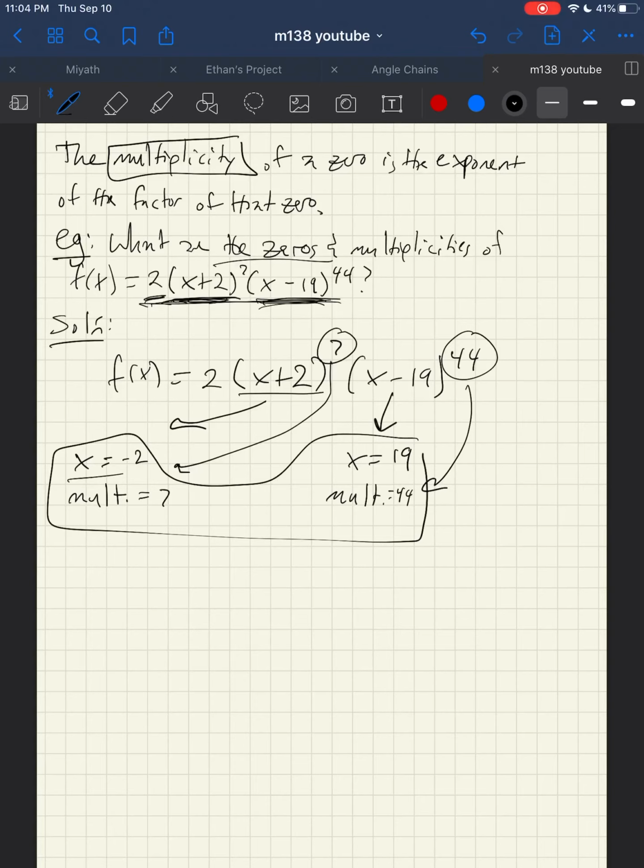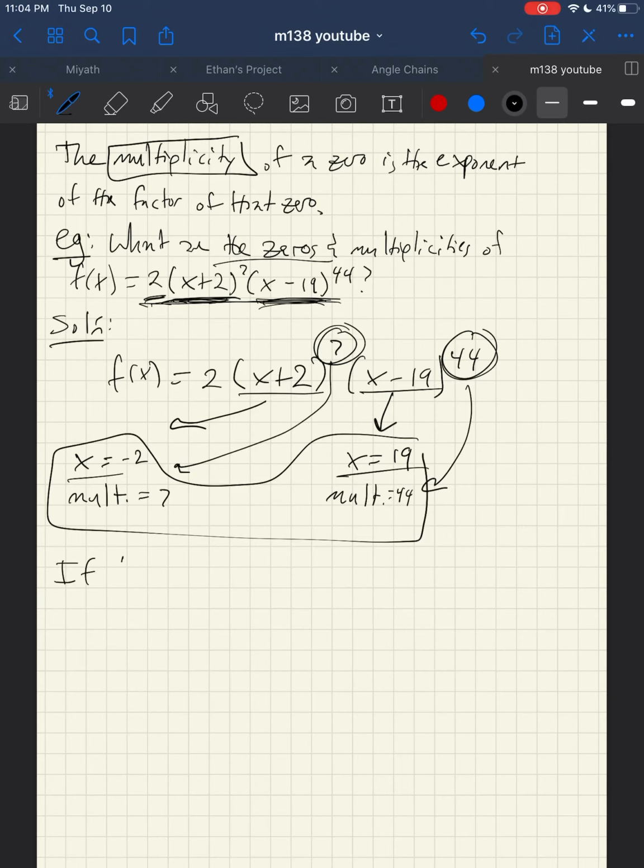So we check these out. What makes x plus 2 0? Well, x equals negative 2 makes x plus 2 0. And what's the multiplicity? That's the exponent of that factor, which is 7. X minus 19 could be 0. What makes x minus 19 0? It's when x equals 19. And the exponent of that factor is 44, so its multiplicity is 44.